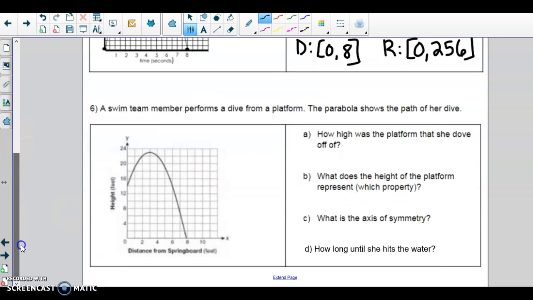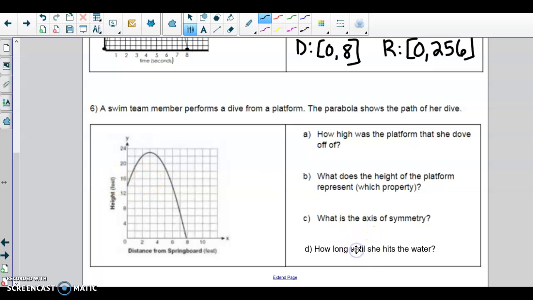Let's look at one more. This one doesn't have a function along with it. A swim team member performs a dive from a platform. The parabola shows the path of her dive. So let's look at my axes. Here, the x-axis is the horizontal distance of this person diving off the platform, and this is the height.